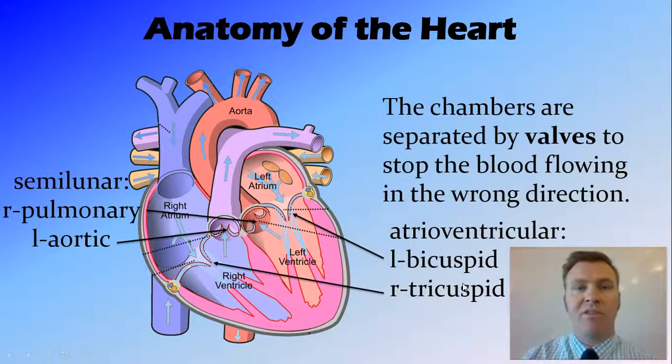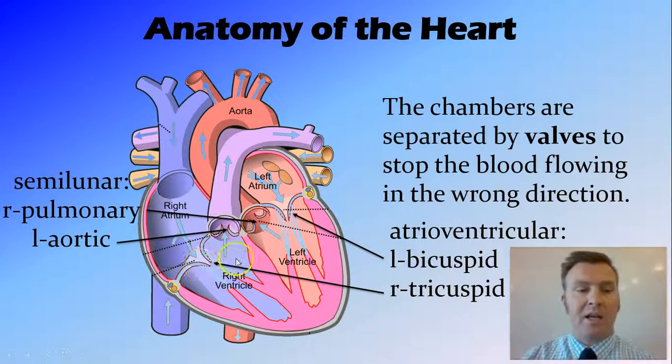Now on either side of the ventricle, both coming in from the atria and going out to the arteries, we have valves, and these valves stop the blood from flowing in the wrong direction when the ventricle contracts and releases.